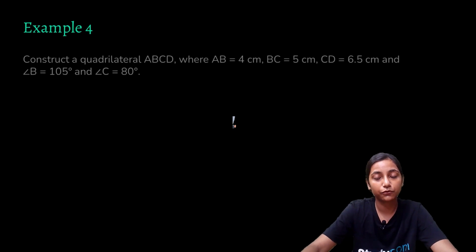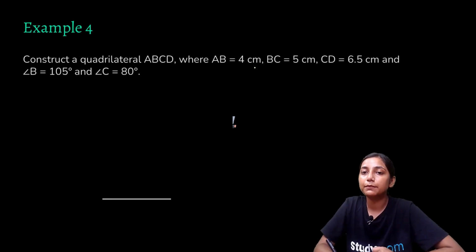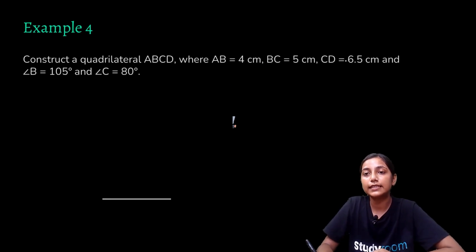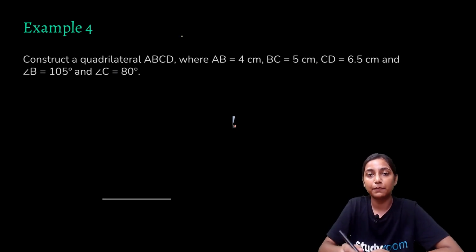We have an example number 4 based on this. We're given: construct a quadrilateral ABCD. Now AB is given to be 4 cm, BC we have 5 cm, CD we have 6.5 cm, and two angles, B and C, are given to be 105 degrees and 80 degrees respectively.